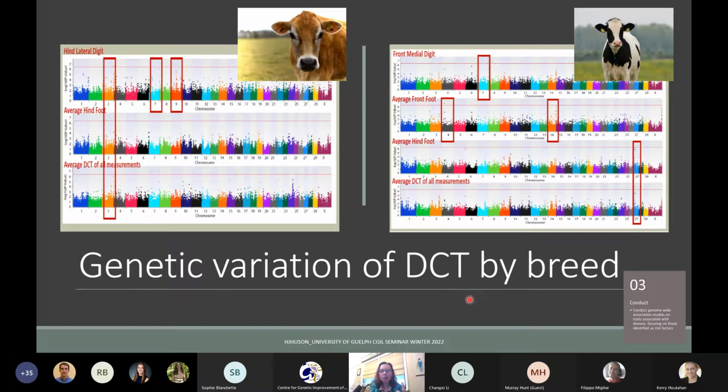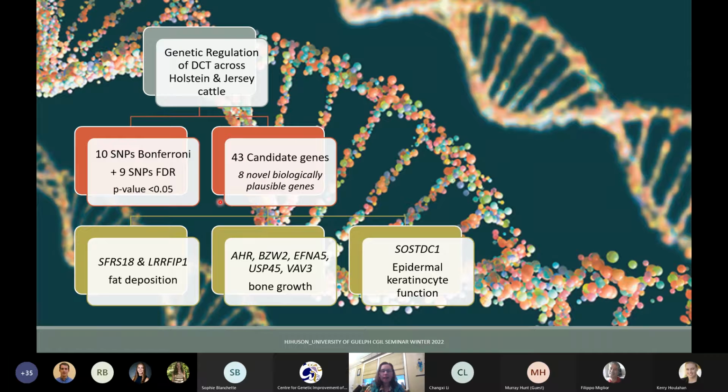We looked at variation by breed. So here are some of the GWAS that we looked at in Jersey versus the GWAS that we did in cows. This was that previous study using that data, but comparing it to new data that we had received on Jersey animals. And you can see that there's some variation across breeds. So if you selected for this across breeds, you do have to take into account breed variation.